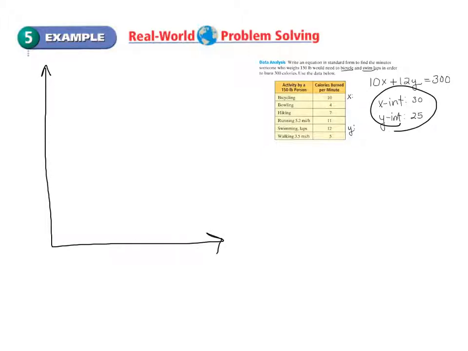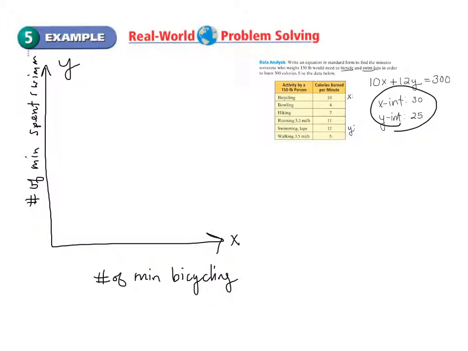So we draw our quadrant 1, x and y. We have to label our axes. X is the number of minutes bicycling. Y is the number of minutes. That's really bad. Let me actually make that nicer.